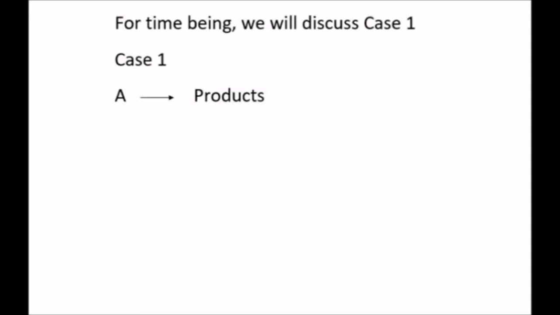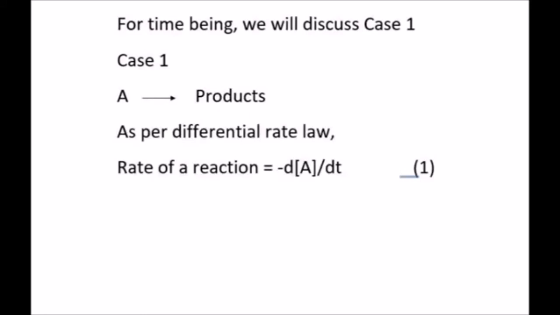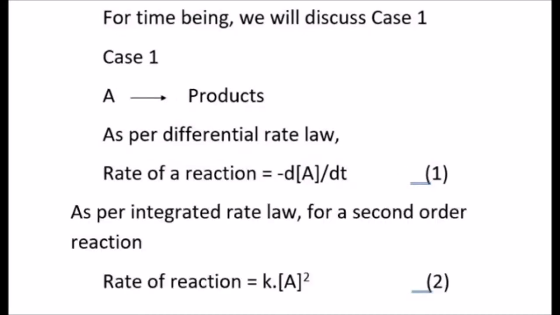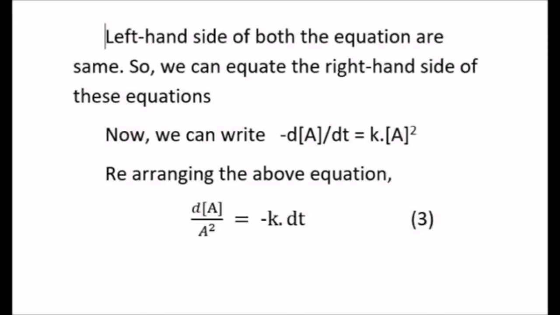As per the differential rate law, rate of a reaction we can write it as minus d of A by dt. As per integrated rate law, we can also define rate of reaction as rate of reaction equal to K into concentration of A raised to 2. That 2 stands for second order. Now, left hand side of these both equation number 1 and 2, they are same. So we can equate the right hand side of the equations. So we can write minus dA by dt equal to K into concentration of A to the power 2.